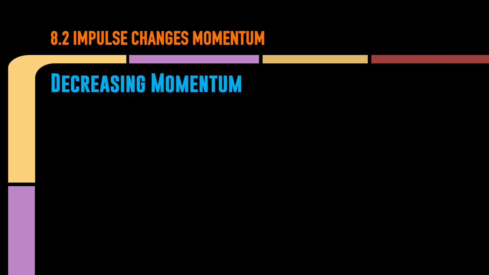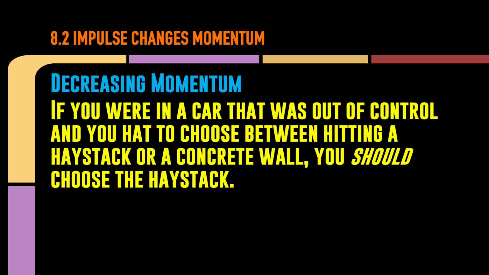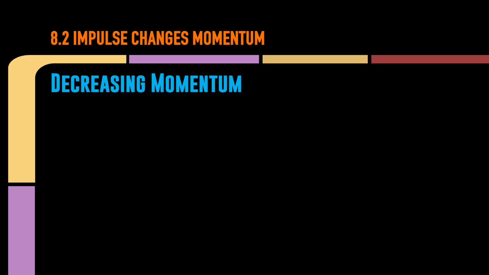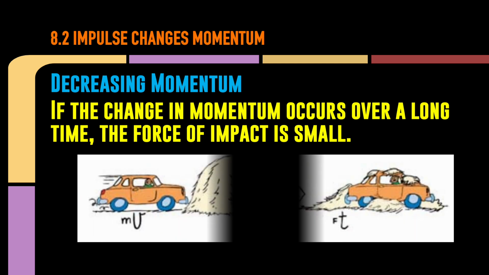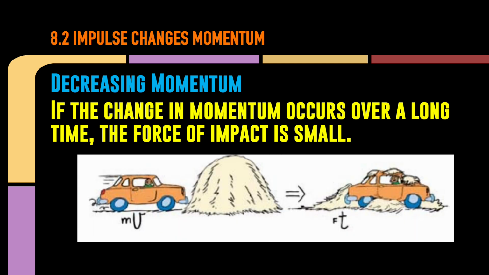So decreasing momentum, well, imagine you're in an out-of-control car and you have a choice between hitting a haystack or a concrete wall. You should choose the haystack. The reason for that is this: if the change in momentum occurs over a long period of time, the force of impact is small. So we have this little diagram here showing the car that has a big velocity, and if I apply a big time, a small force is applied to the car, which means you don't get damaged, right?